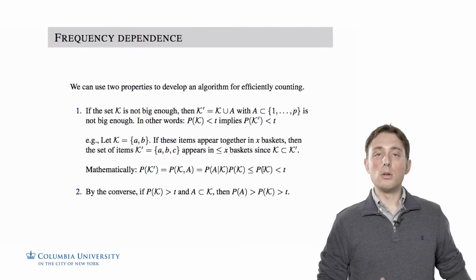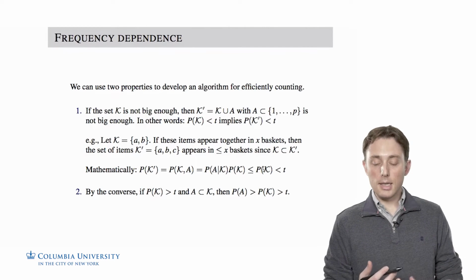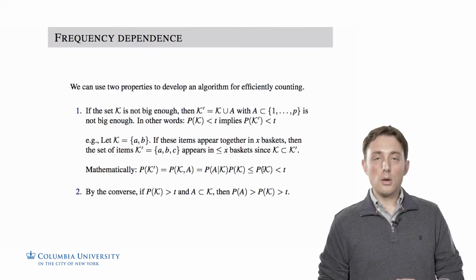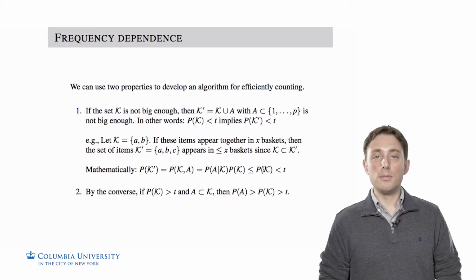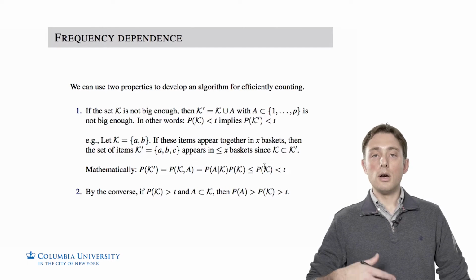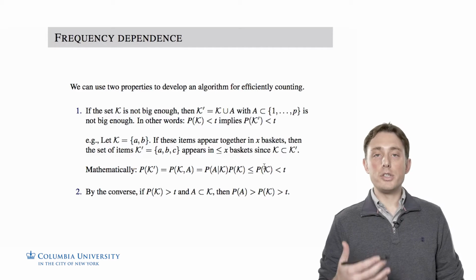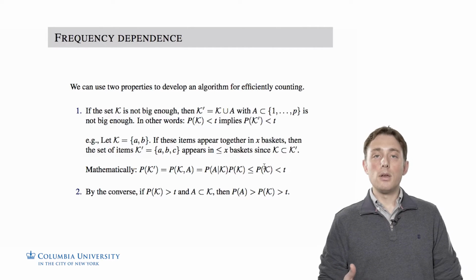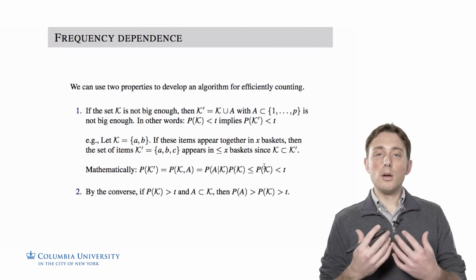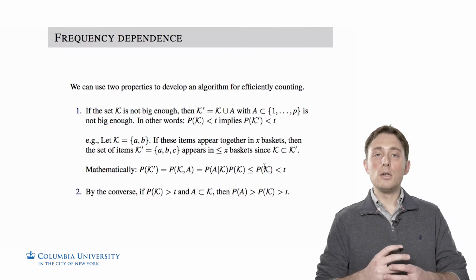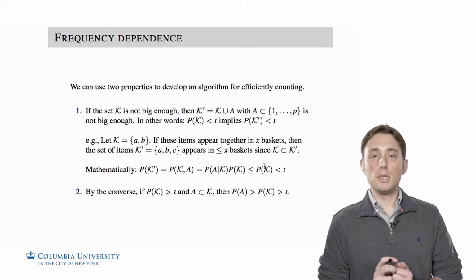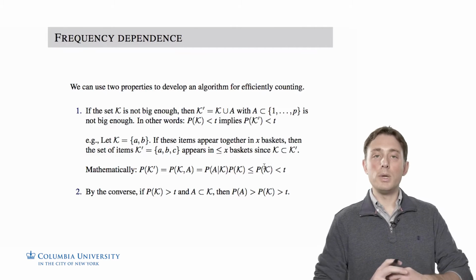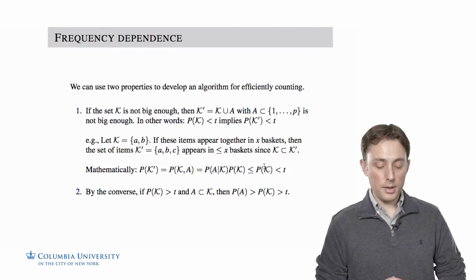And since we know that P of K is less than T by assumption, we therefore know that P of K prime also has to be less than T. So this means that any set K that we know occurs in fewer than the fraction T of the baskets, we can avoid having to construct any larger subset K prime that contains K as a subset of that larger set. So we can immediately eliminate a lot of checking.